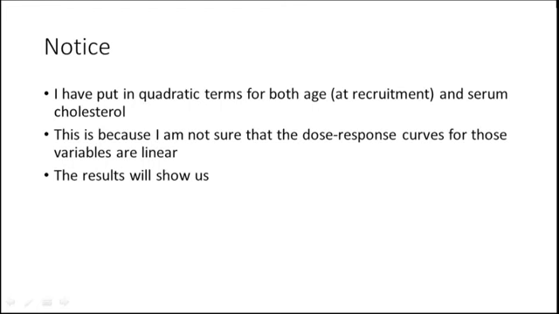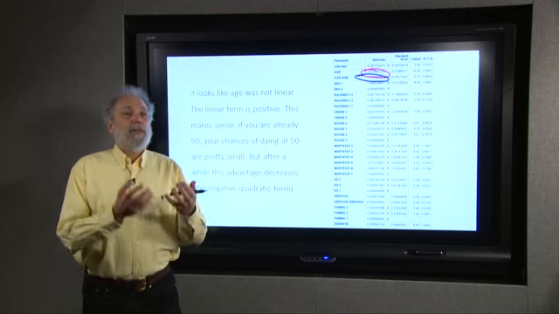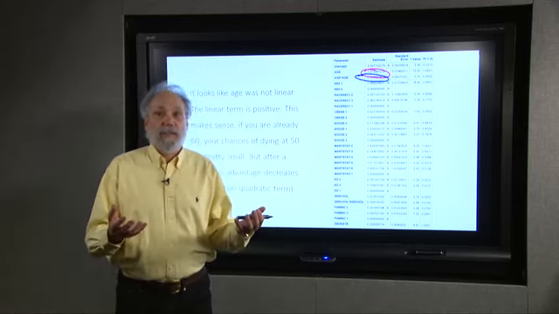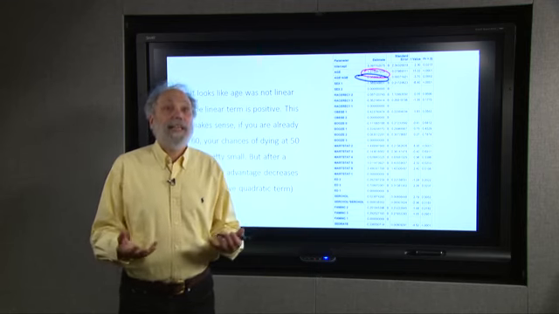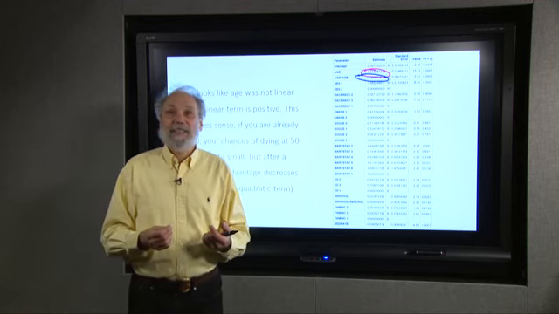And what do we find? Well, let's take a look. Now, for age, notice that the coefficient of age is positive, but the coefficient of age squared is negative. Now let's think about that for a moment. Why would the coefficient of age at which you enter the cohort for follow-up be protective? Right? It's associated with a longer life expectancy.